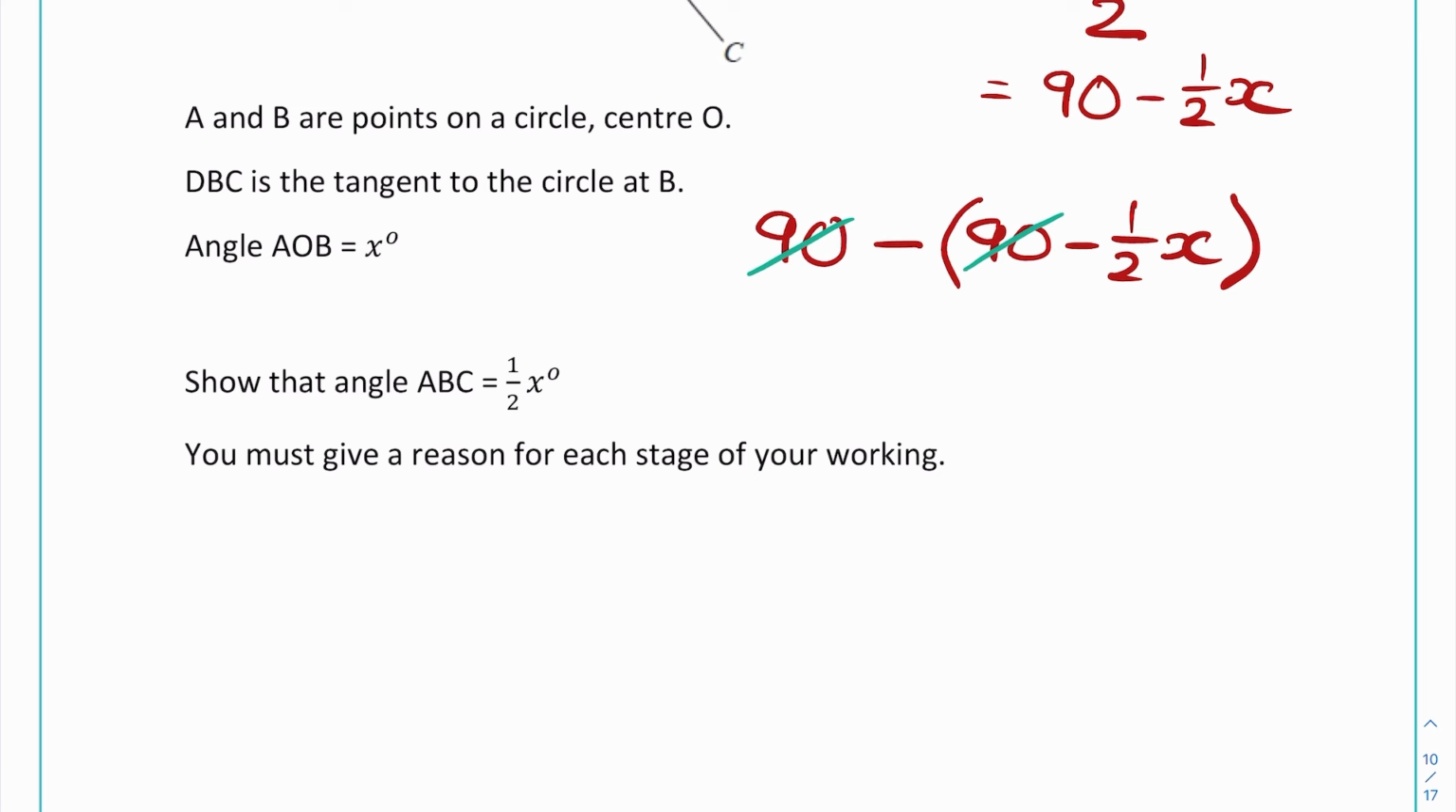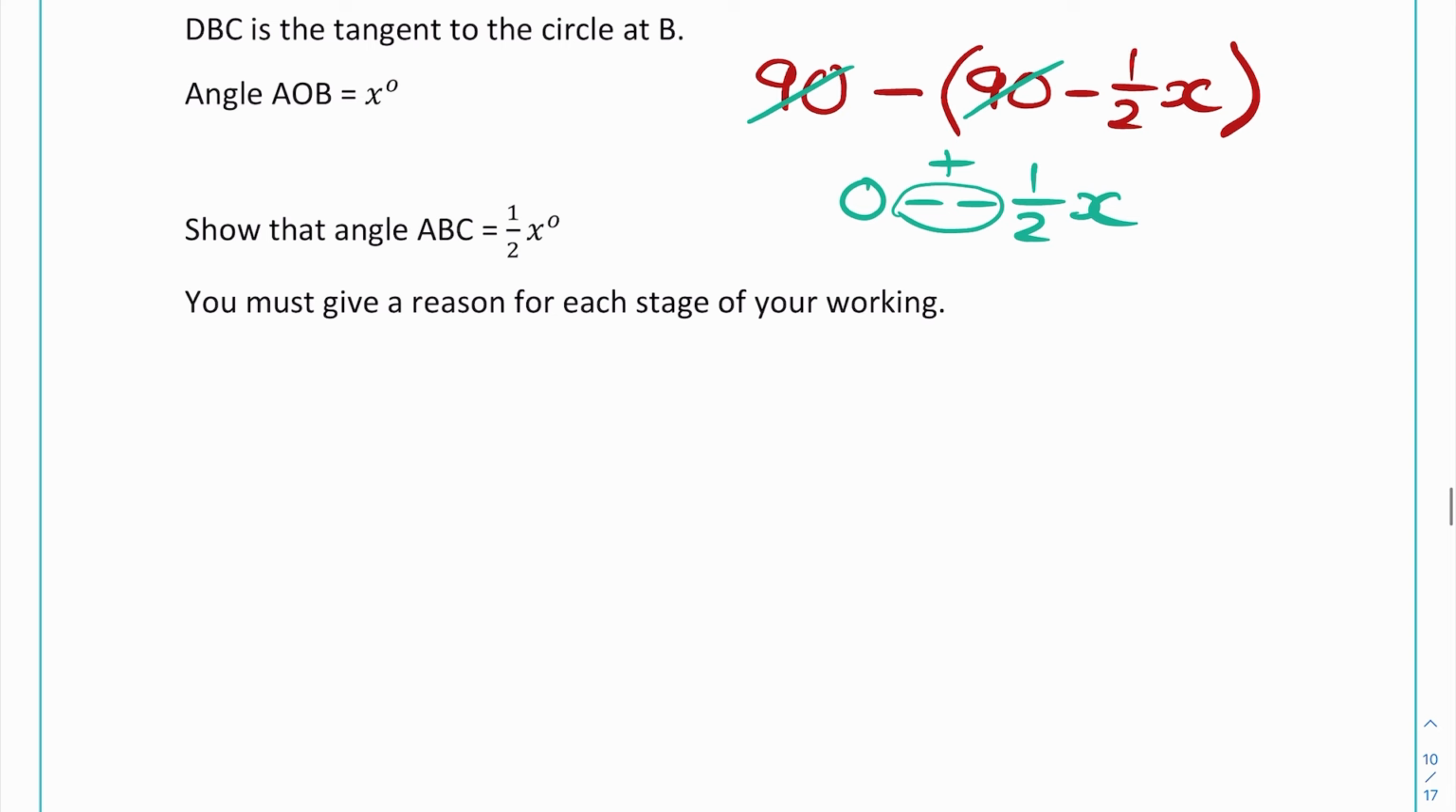take away negative a half x. Now if we take away negative a half x, or if we write this out, 0 minus minus a half x, it's a strange thing to write, but these two negatives become a plus. So 0 plus a half x would equal a half x. And there we go.